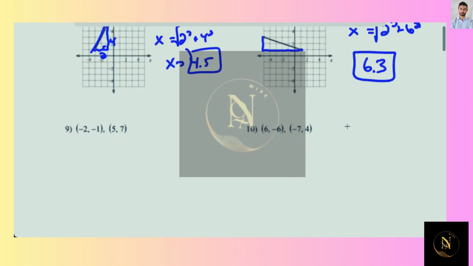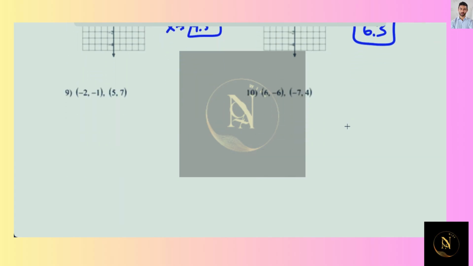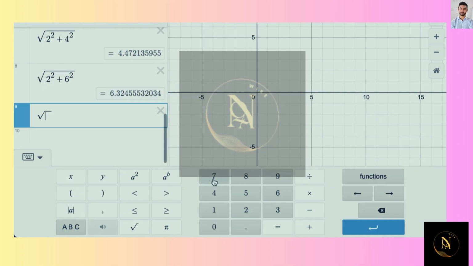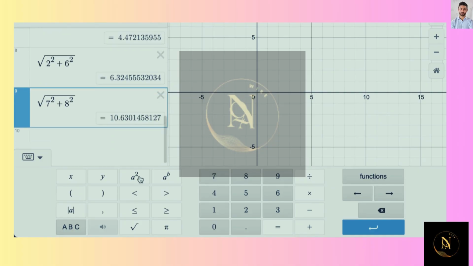We don't need a picture for this. The distance squared is equal to the difference between your x's, between a -2 and a 5, is 7 units. And the difference between your y coordinates is 8 units. So the distance between those 2 points is the square root of 7 squared plus 8 squared, which is 10.6.